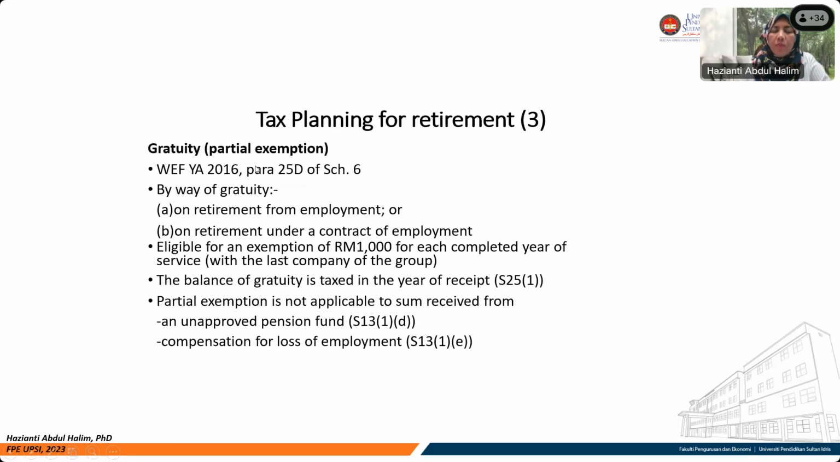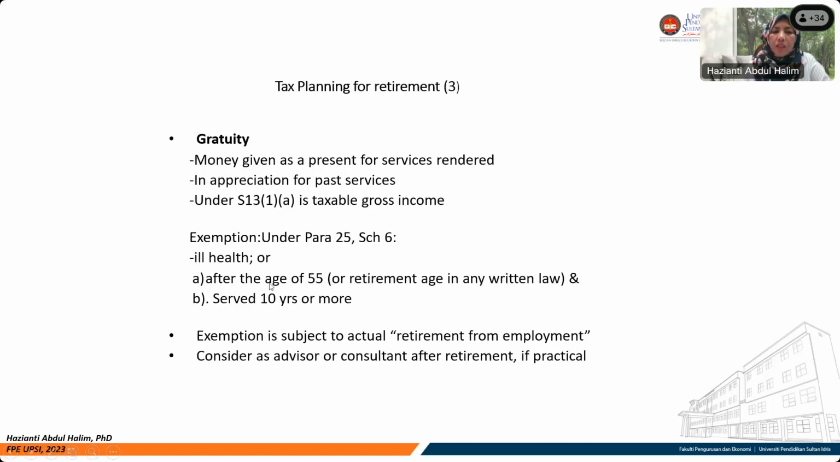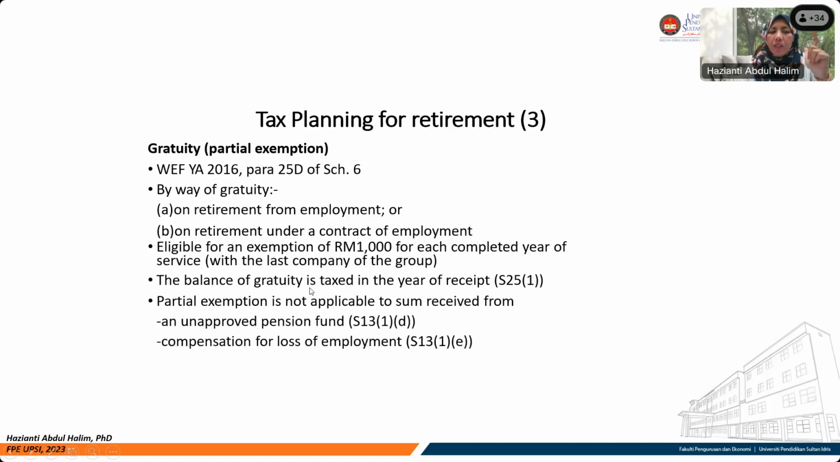Okay, for gratuity ni partial exemption. Kalau tadi exempted semua kalau sakit, kalau umur 55. What happen if you retire before at the age of 55? Kita ada partial exemption. Partial exemption ni maknanya umur belum 55 ataupun retire tapi bukan sebab sakit. Tadi ada dua je kan, sakit ataupun 55 exemption. Tapi kalau retire earlier or retire bukan sebab sakit, saya saja suka tak larat kerja nak retire, then you get the gratuity. That gratuity will be taxed.